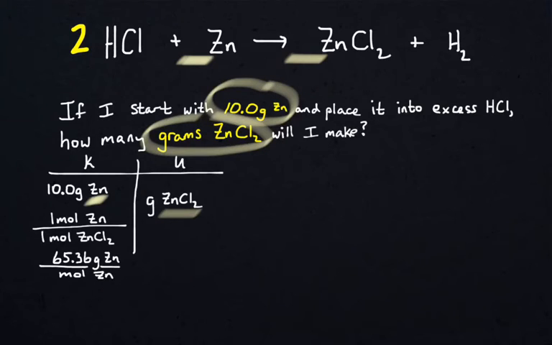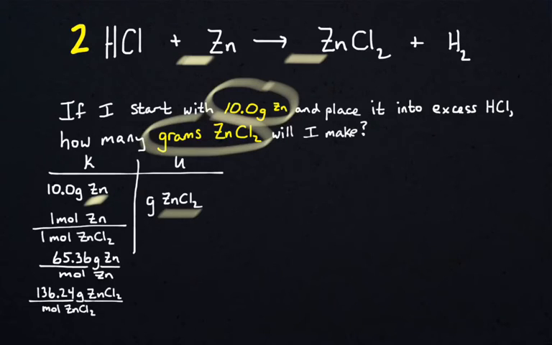zinc. Notice how I am labeling all of my units. I do not want to just put grams over mole. It's grams Zn over mole Zn. If I label my units, I'll be better able to solve this problem. All right, the other molar mass comes from ZnCl2. I'm going to add up the atomic mass for zinc from the periodic table plus 2 chlorines, 35.44 plus 35.44, and you get 136.24 grams zinc chloride over mole zinc chloride.